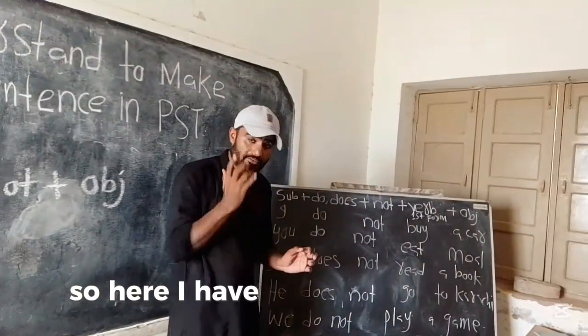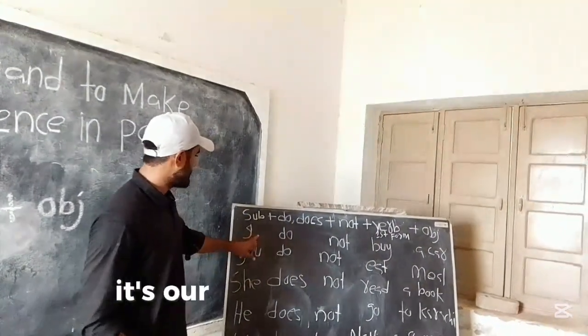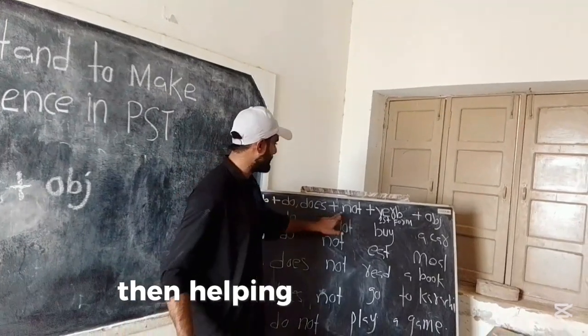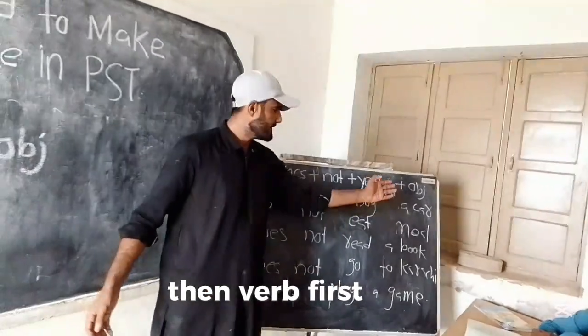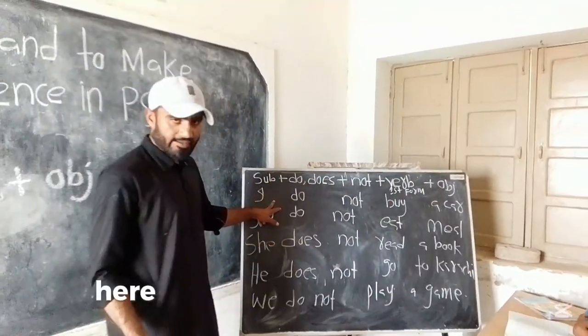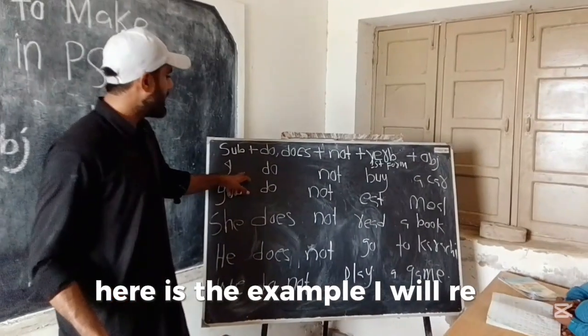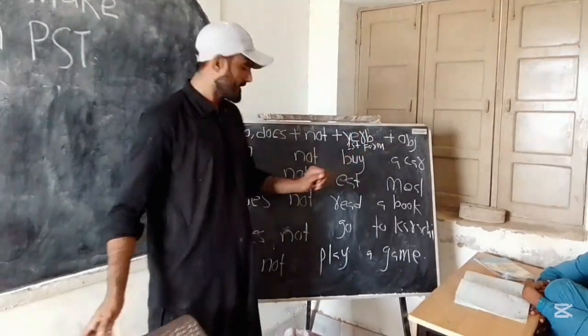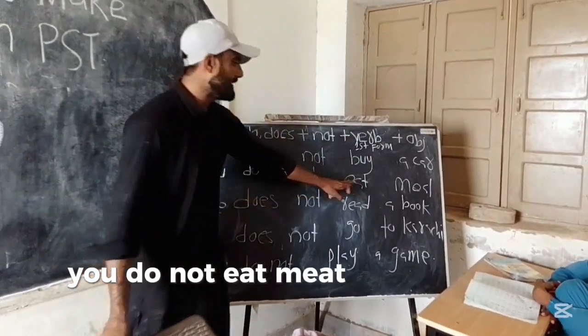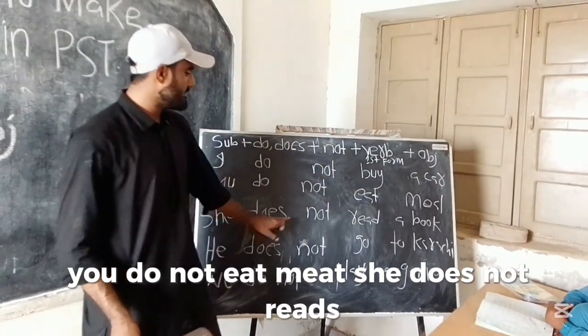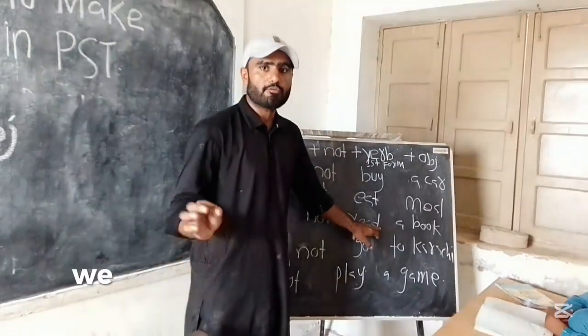Here I have given examples. First I use the subject, then the helping verb, then not, then the verb in first form, then the object. Here are the examples I am going to read. I do not buy a car. You do not eat meat. She does not read.